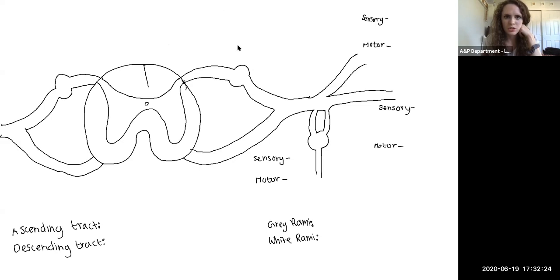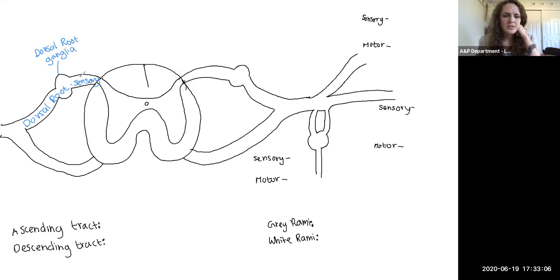I'm going to change the color real fast. It's going to be blue. So here is your dorsal root. Your dorsal root carries sensory information. In your dorsal root, you have a group of cell bodies called a ganglia. This is just a collection of cell bodies, and it gets a special name. It's called your dorsal root ganglia.